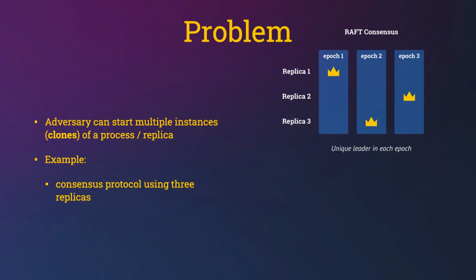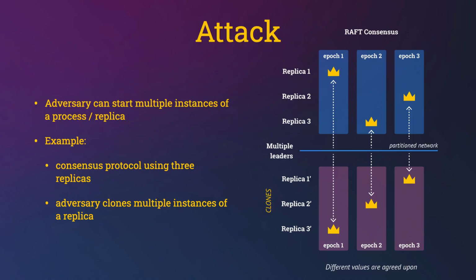Say we have some consensus like Raft. There in Raft consensus we have epochs where we have a leader, and say we have 3 different replicas in this case. And in each epoch we have one leader. And now if an adversary might clone our replicas, what could happen? So we might have here the 2 clones on the top and the bottom. We have clones of each replica. So there's replica 1 and replica 1 prime, 2 and 2 prime, and 3 and 3 prime.